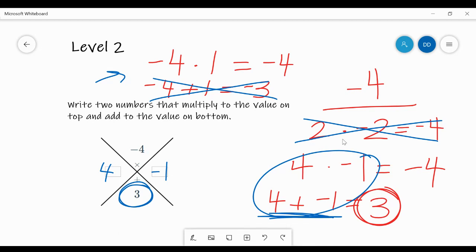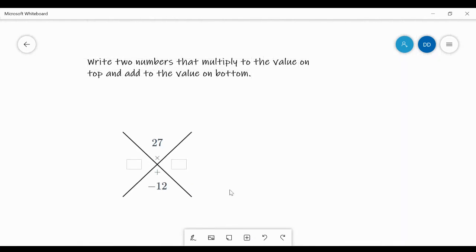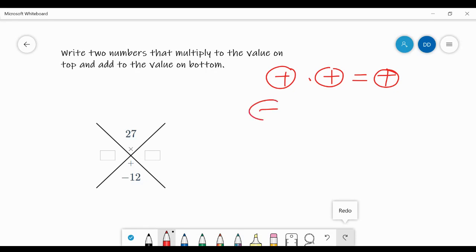All right, we're going to take a look at one more example that has negative numbers, so you'll be super prepared. So write two numbers that multiply to 27 and add to a -12. So it's different here because this number here is negative and this number is positive. So when you think of multiplication, a positive times a positive is a positive. I'll put circles around these. And then a negative times a negative is also positive. So we can have two numbers that are negative, and when we multiply them, we get a positive. So let's keep that in mind for this example.